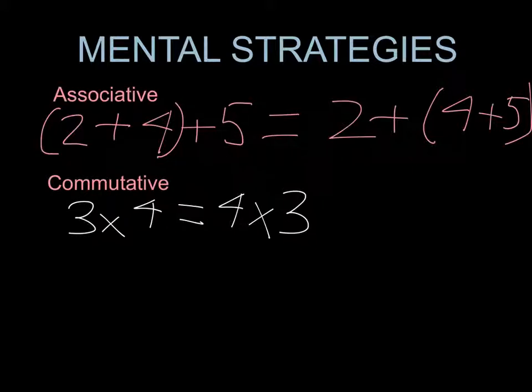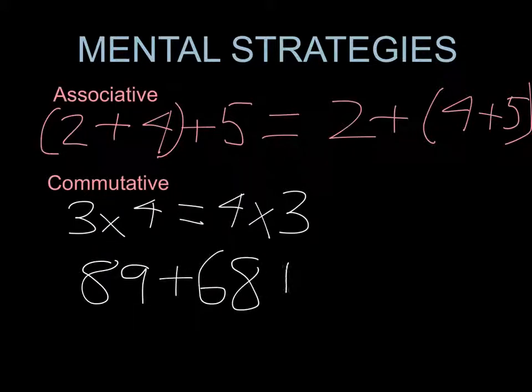Now, we use either of these laws when we have 3 or more numbers, and we basically rearrange the order in which we calculate something. So I'll give you an example of this. Let's say we have to do something like 89 plus 68 plus 11.